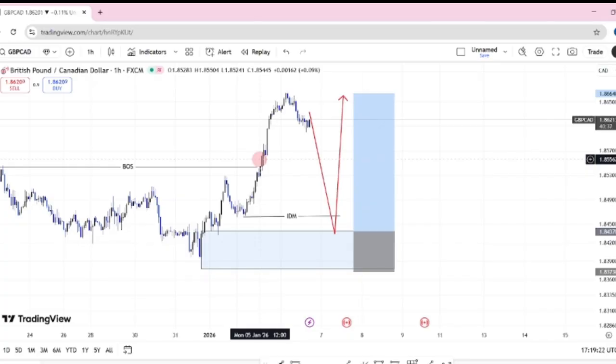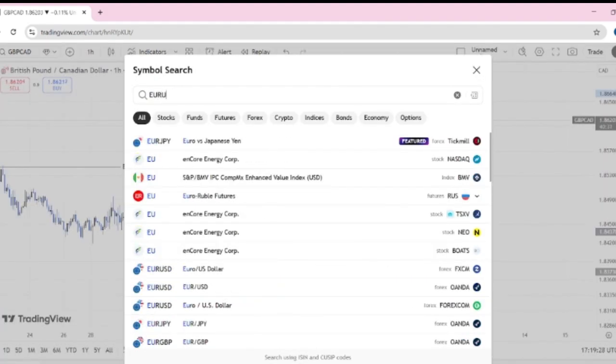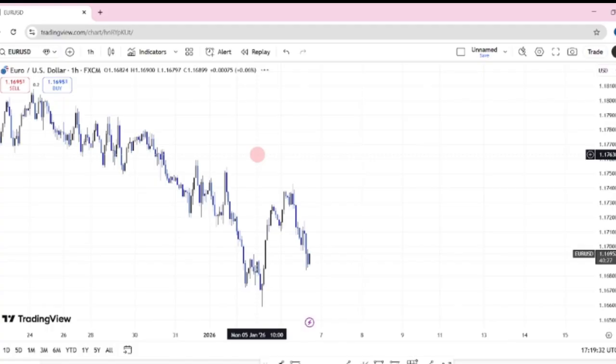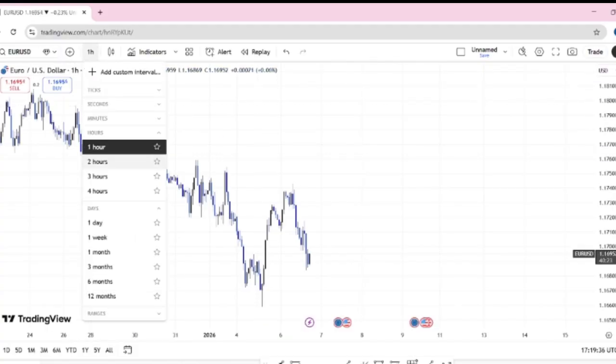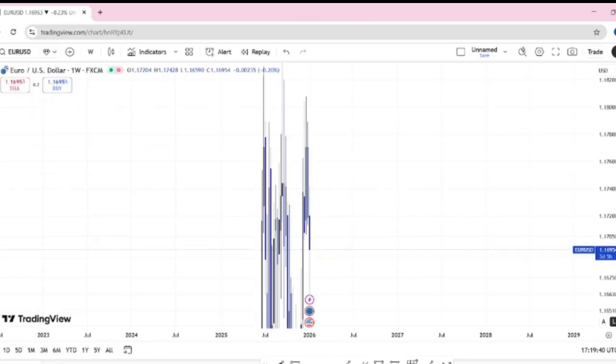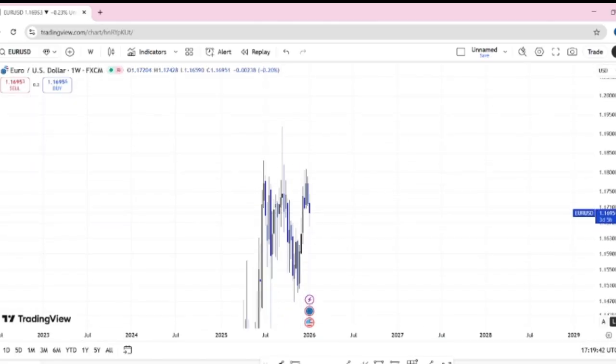So the last pair on our list is EURUSD. That's the last pair I'll be doing top-down analysis on for the midweek. All right, so welcome to EURUSD. So EURUSD, let's start from the weekly. I think everything is bullish.